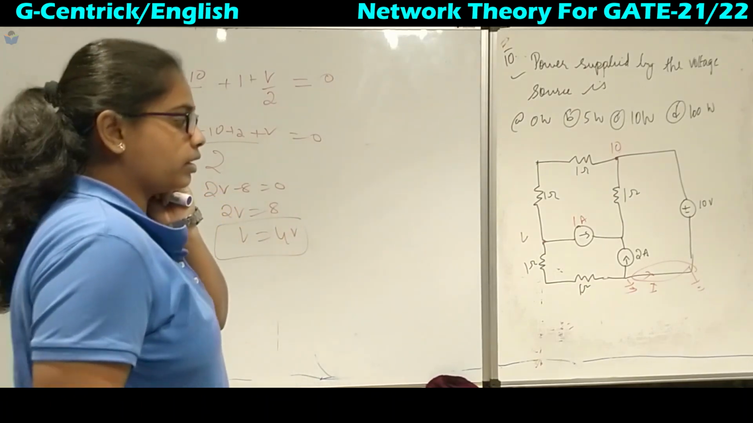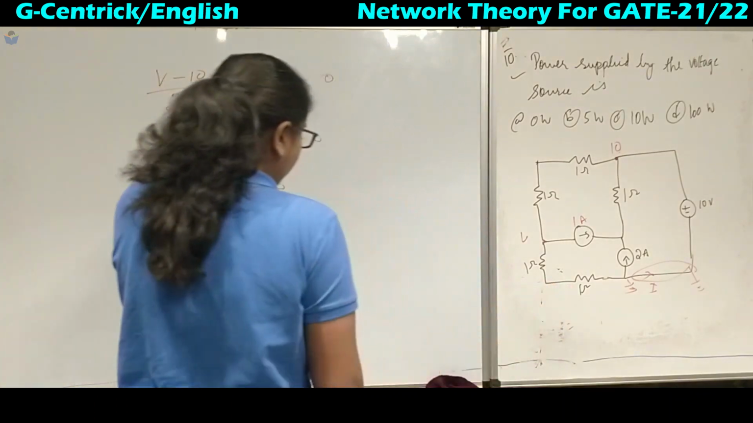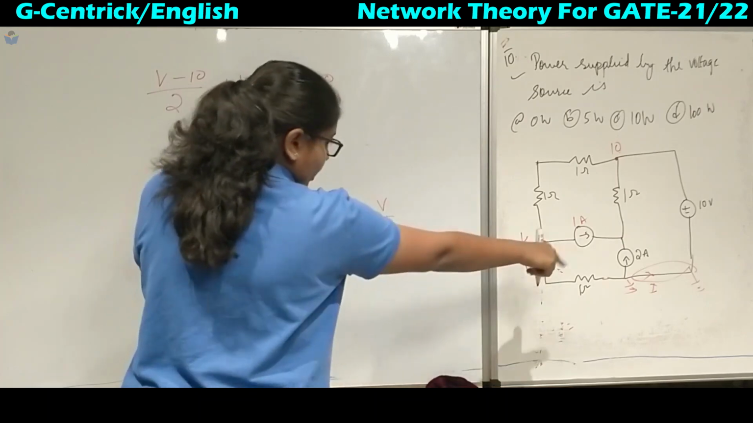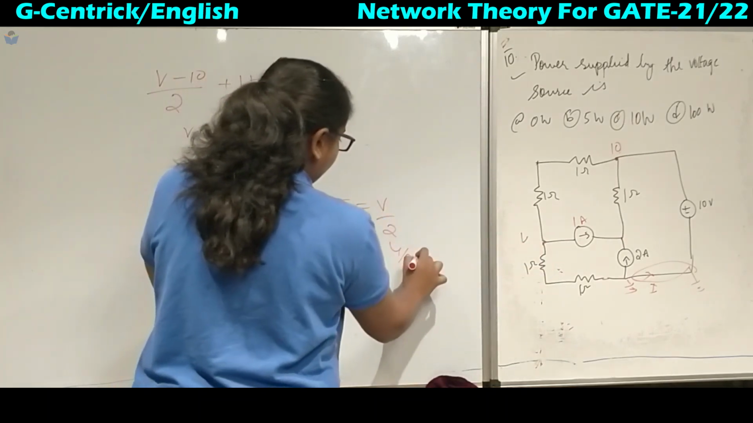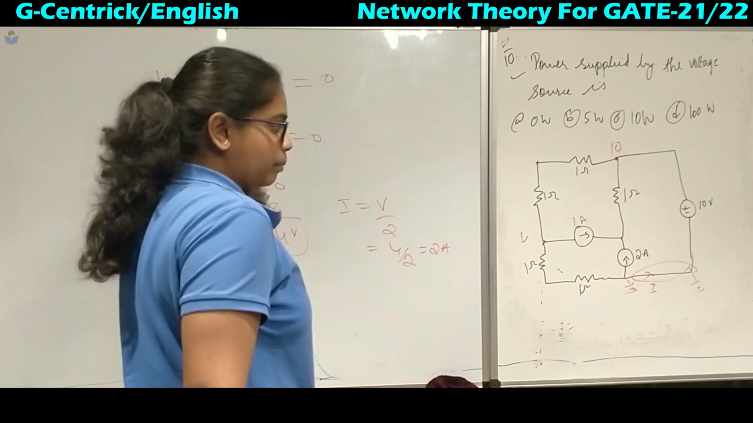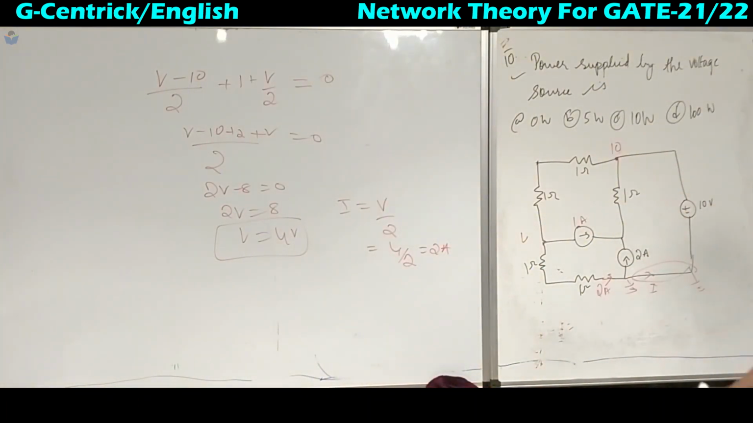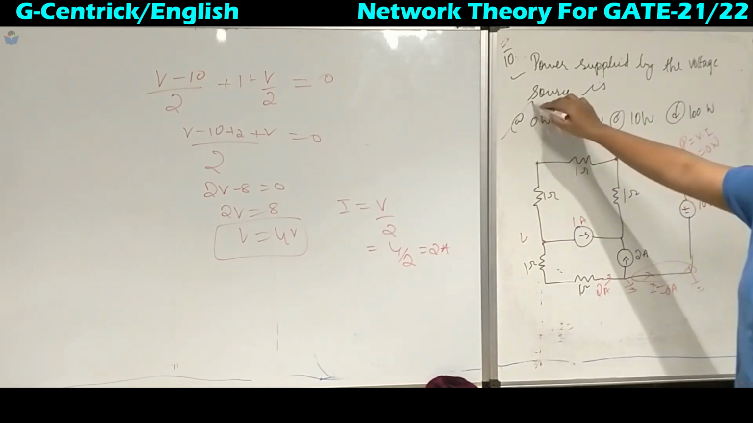So we can find the current now in this one. How can we find it? I is equal to V upon total resistance, so V is 4 by 2, which is equal to 2 ampere. Now 2 ampere current is entering and 2 ampere current is leaving. So I plus 2 is equal to 2 and gets cancelled. So we have got 0 ampere of current flowing in this direction. When it is 0 ampere, then the power will be V into I, which is 0 watts.